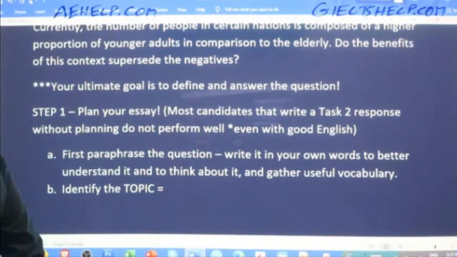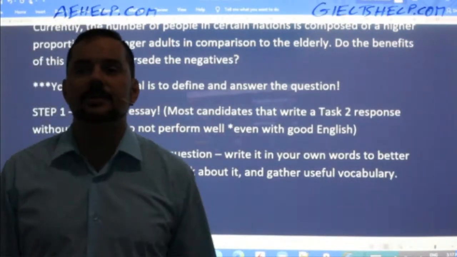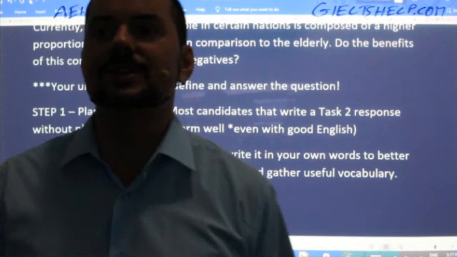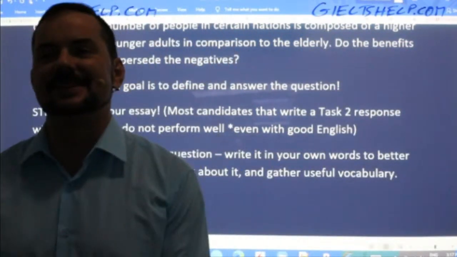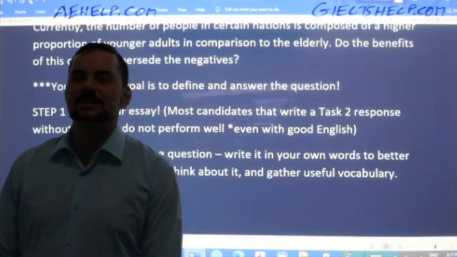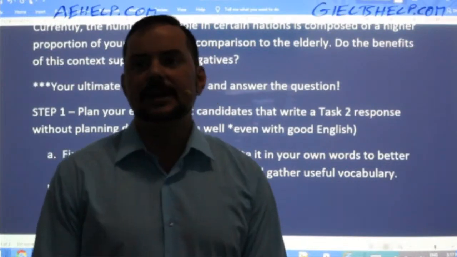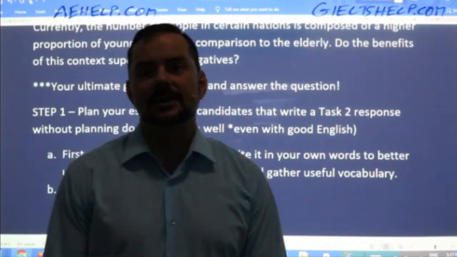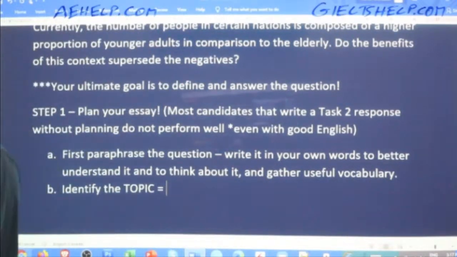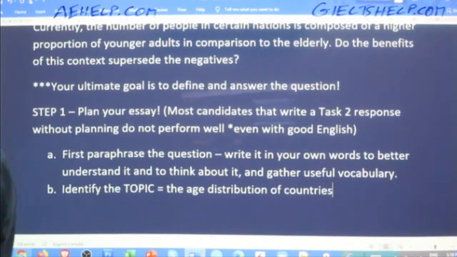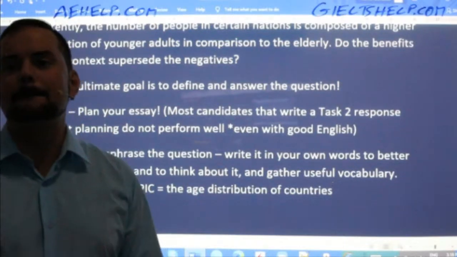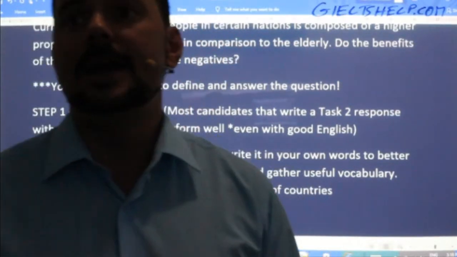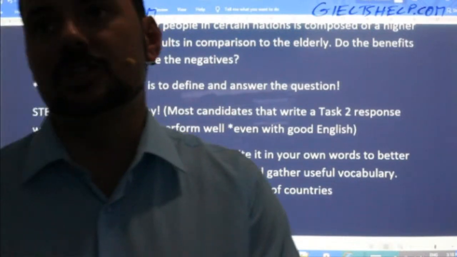Very good, Carolina. So Carolina says we're talking about the population of some countries. That's exactly what we're talking about. Yarabisha says demographic, the demographic age distribution. Yeah, we could say that, Yarabisha. So the age distribution of countries, that's what we're talking about. That's a type of demographic, right? And that's a part of the population, Carolina.